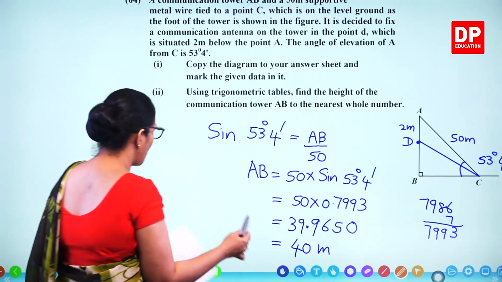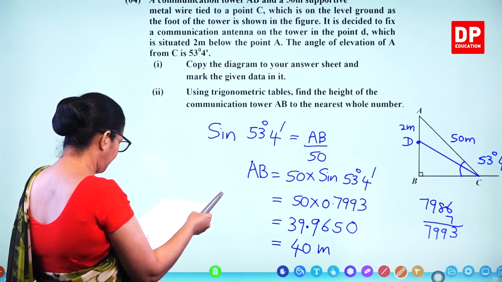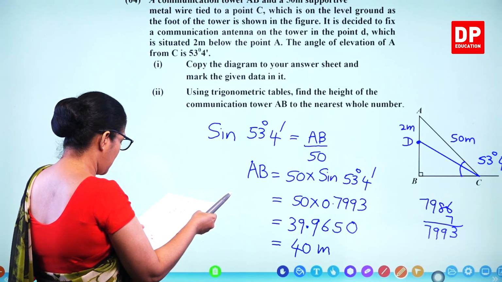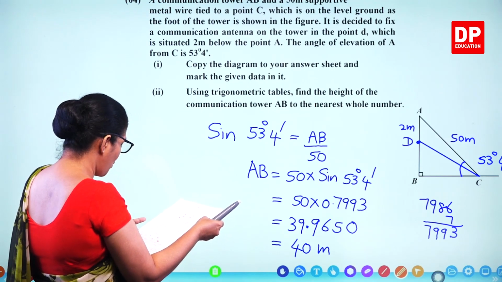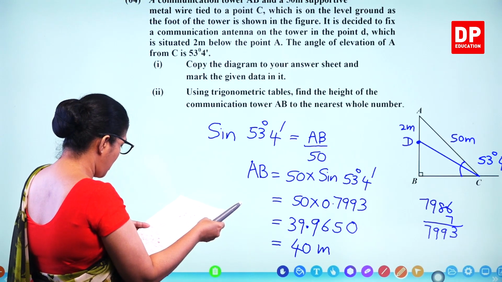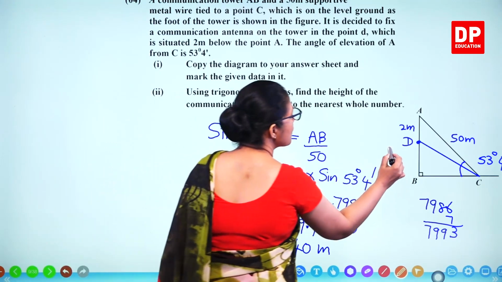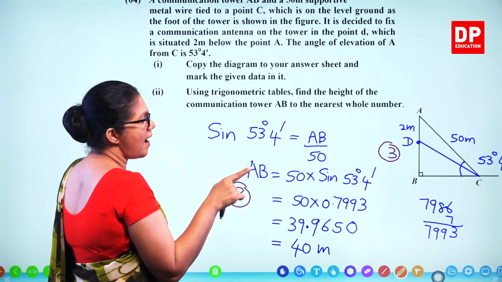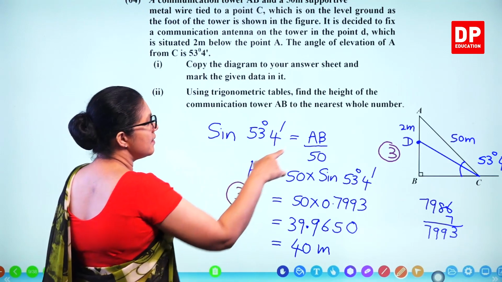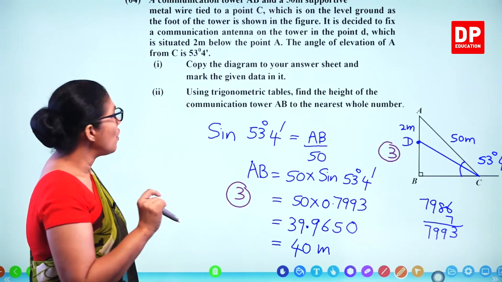So how many marks for the first part? You are getting 40 meters, that's 6 marks for that. So how do you get 6 marks? 3 marks for this and 3 marks for sketching all the information: angle, length and marking the D point, 3 marks. So altogether 6 marks for this one.